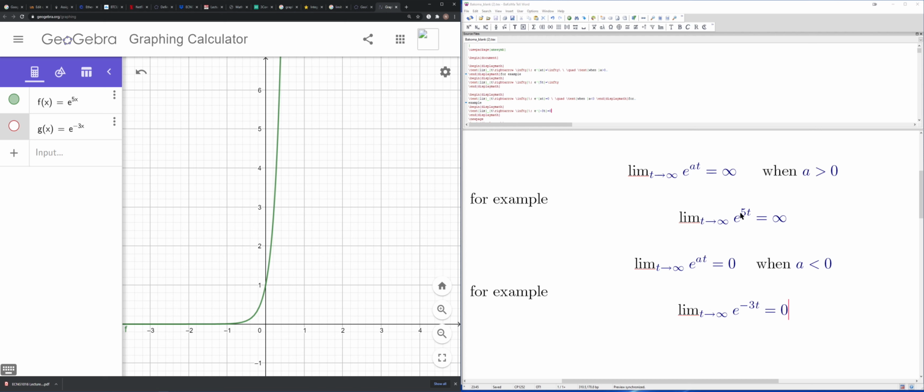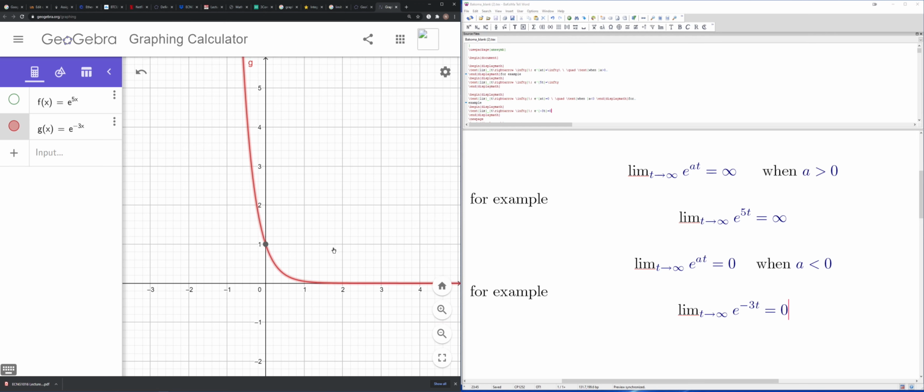Once your coefficient in front of this t is positive, the limit of your exponential as t goes to positive infinity is going to be plus infinity. On the other hand, consider e to the at, but now when this small a is negative. For example, e to the minus 3t: as t goes to infinity, what happens then? Let's look at the graph of e to the minus 3x.